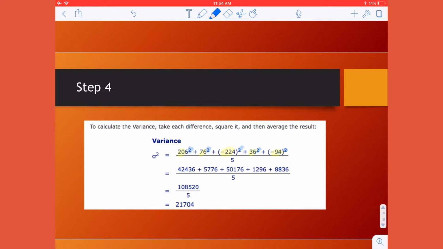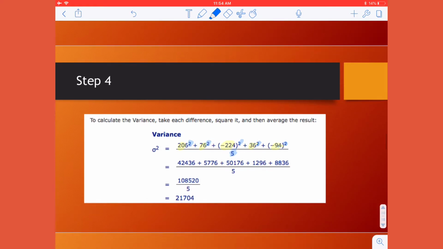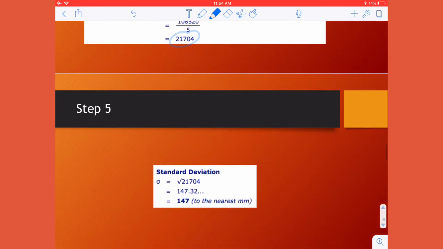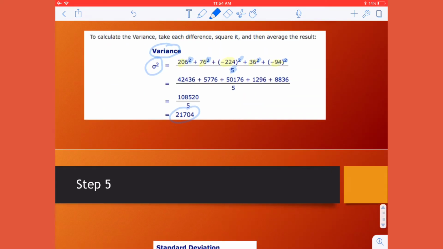And then I am dividing it by the number of values that I have. So that is 5, because there are 5 individual values. And when I do that, I get 21,704. So notice the notation is sigma squared. And again, this is representing your variance, which we find as 21,704.